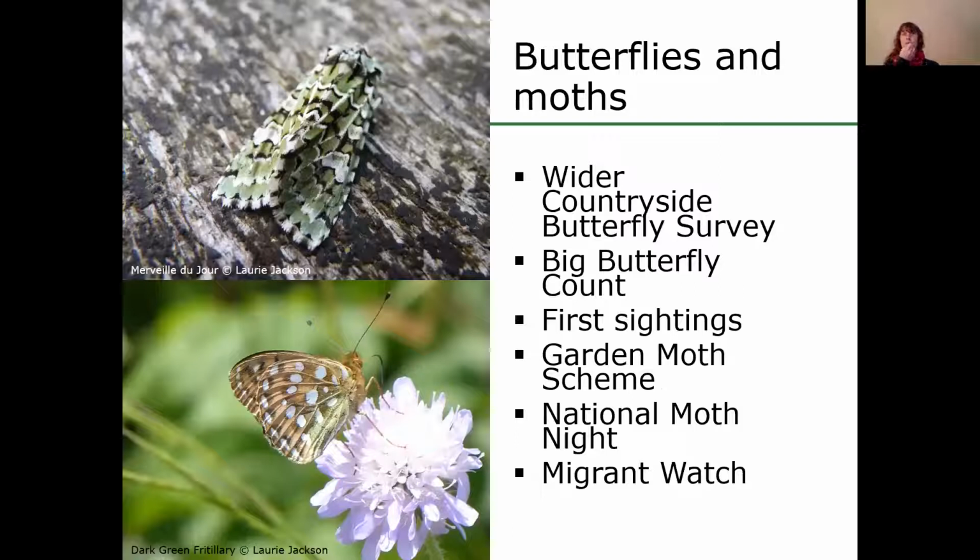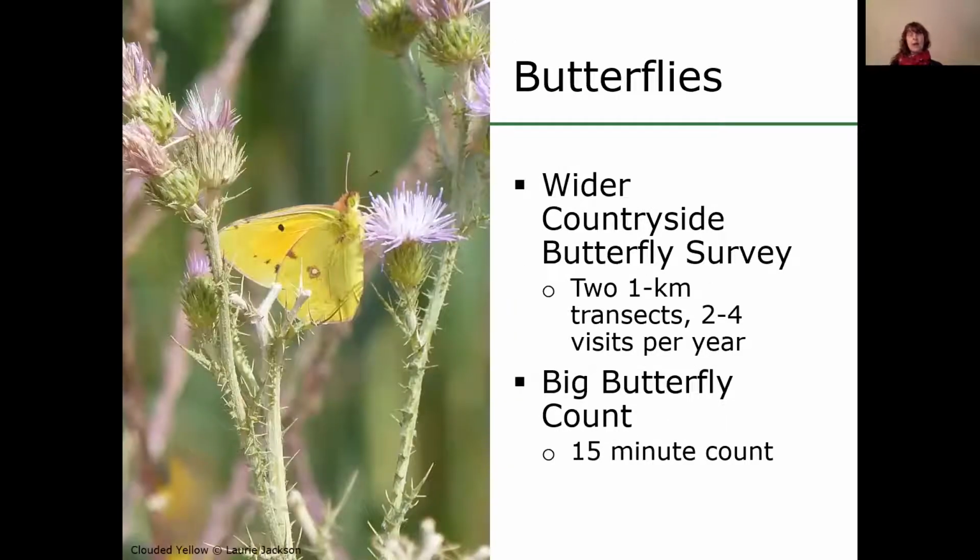So I'm going to look at a few of the butterfly and moth surveys that you could get involved with as well. Again, a few of those here that we'll talk about. Starting off with butterflies, there's a couple of different ones. One of them is called the Wider Countryside Butterfly Survey. This is basically a commitment of walking what's called transects. That's just a linear route. It's not a straight line, but it's a linear route. They will typically be 1 kilometre long, and you record butterflies within a 5-metre box around you.